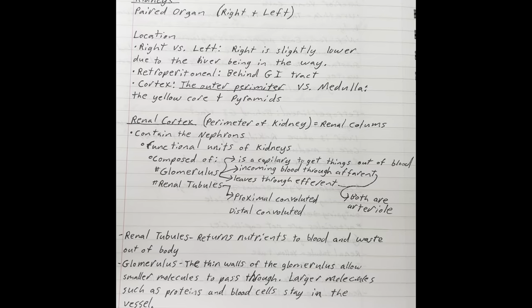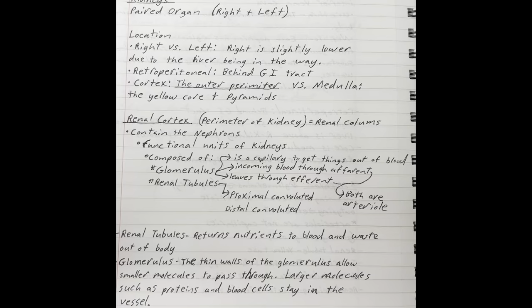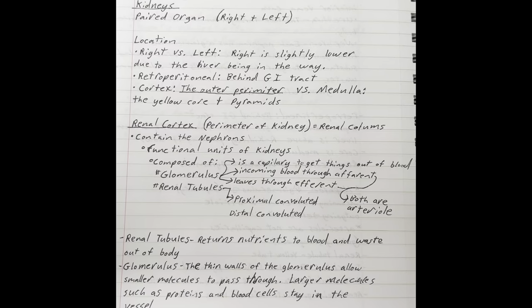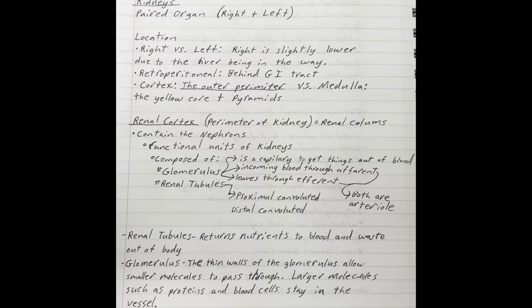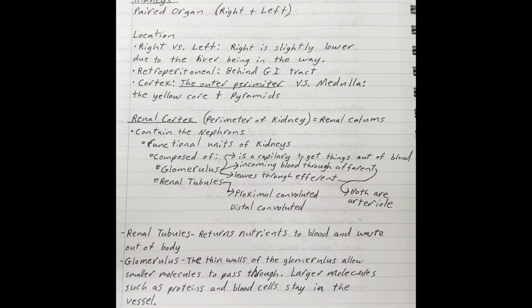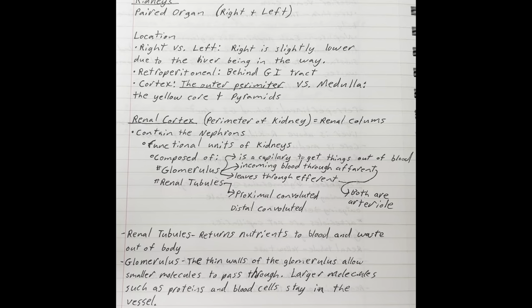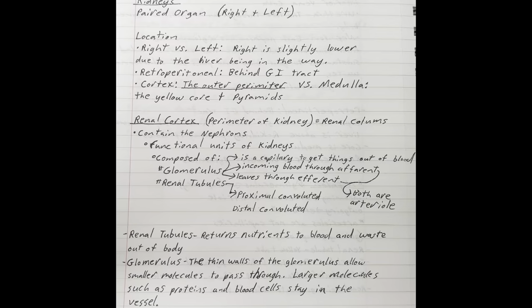Renal cortex, the perimeter of the kidney, equals the renal columns. It contains the nephrons, the functional units of the kidney, composed of glomerulus and renal tubes.